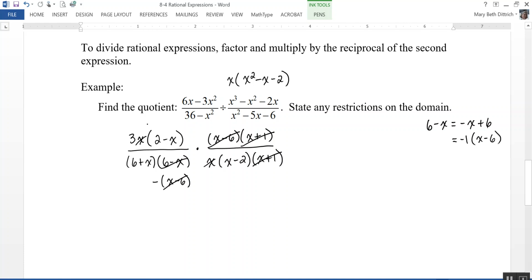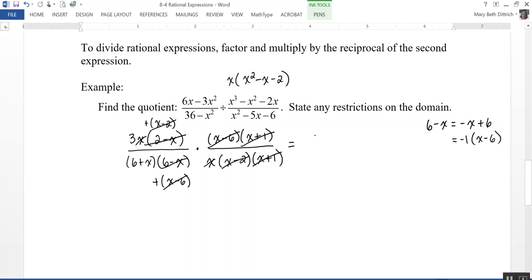Let's go ahead and do the same thing here. Let's turn this into a negative x minus 2, just because it looks a little better. And then I notice that I can cancel that with this x minus 2. And notice I have a negative over a negative. Those are going to turn into a positive. Wow, a lot going on here. So what are we left with?